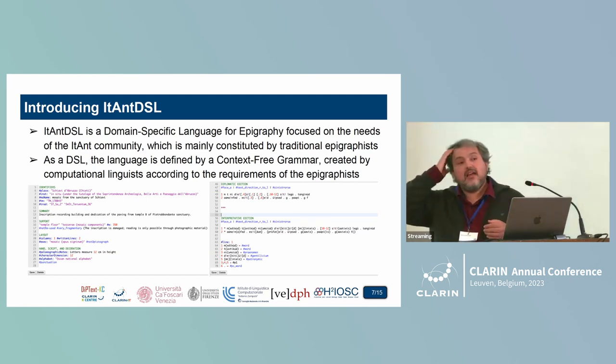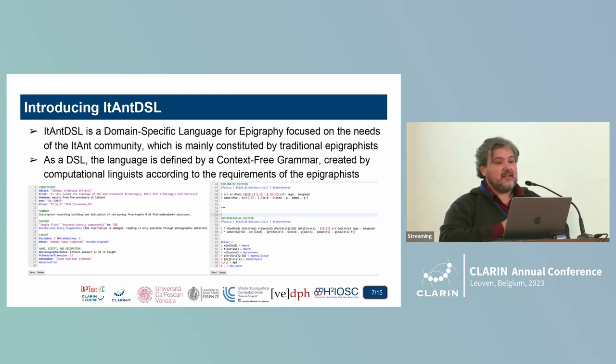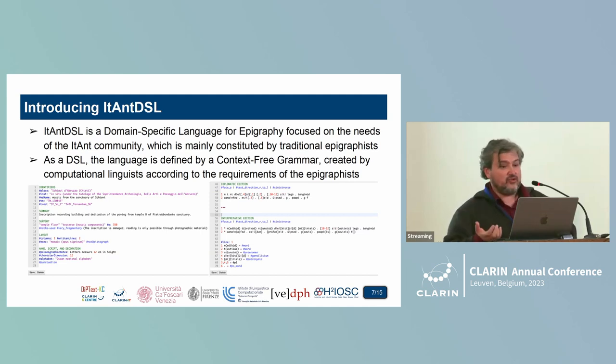And as you can see in this slide, the encoding is quite concise, okay, very compact, and according to the traditional epigraphists, it is clear to be read and to be understood. But here there is all the information that then we translate in the XML TEI document, so it is totally translatable, okay?